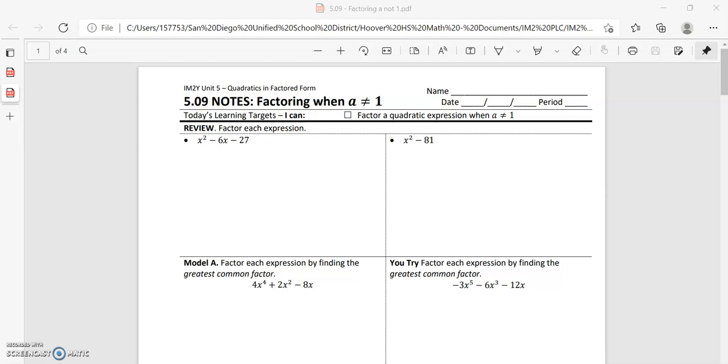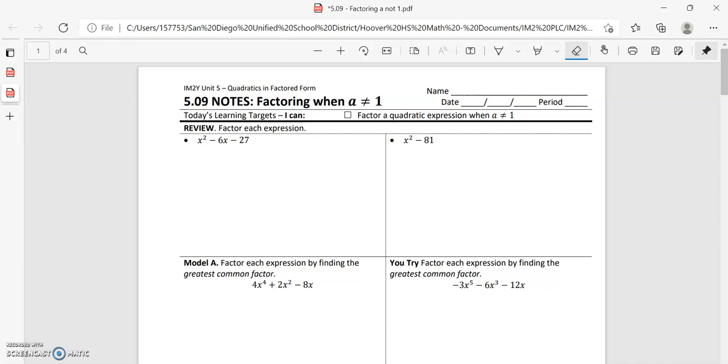5.09, factoring when a does not equal 1. So the previous assignment, we were doing factoring of problems like this. And we haven't really talked about it, but our a in this problem is 1. What that means is the coefficient of our first term is 1. We're going to today be labeling each of these coefficients as a, b, and c. So in this first question, our a value would be 1, our b value is -6, and our c value would be -27.